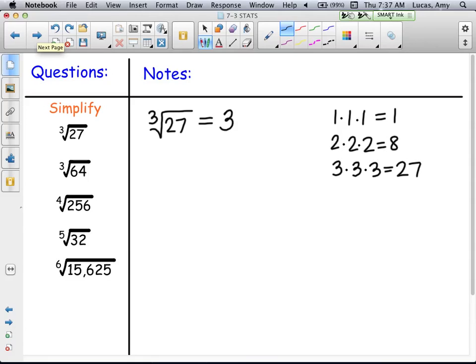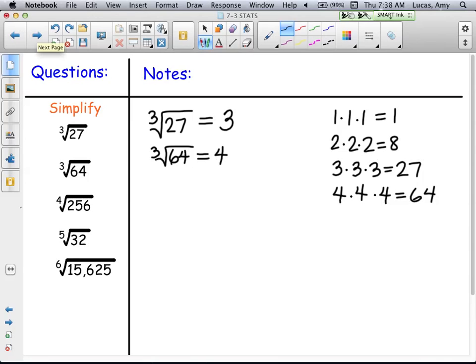Now the next one's a cube root again, so I'm going to do 4s. 4 times 4 is 16. 16 times 4 is 64. So the cube root of 64 is 4. The next ones are a little bit trickier.